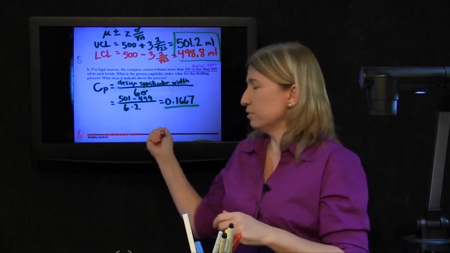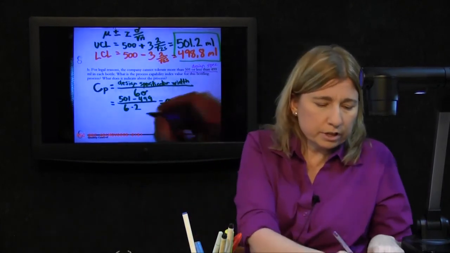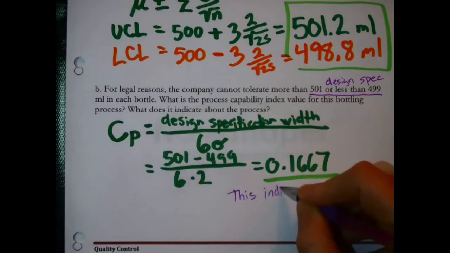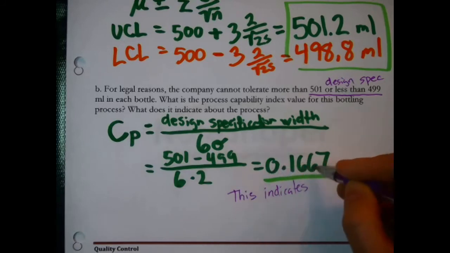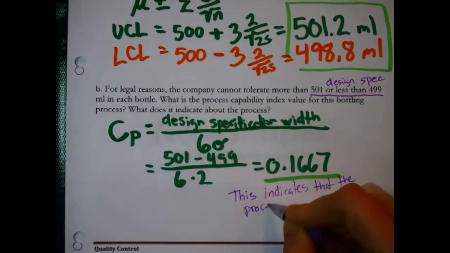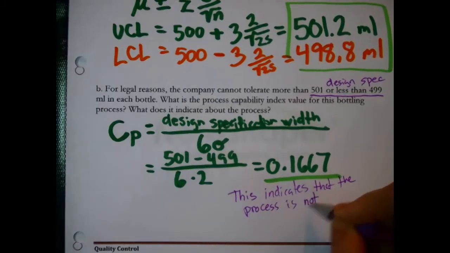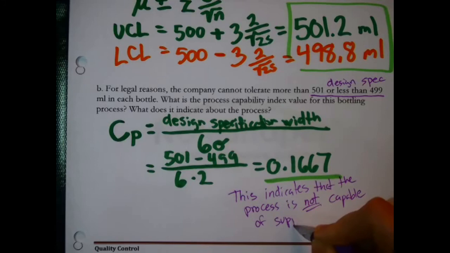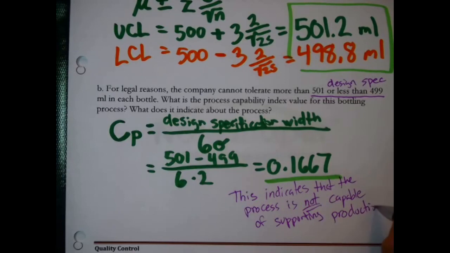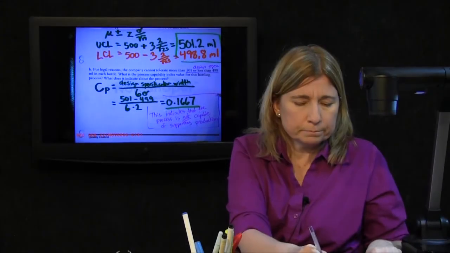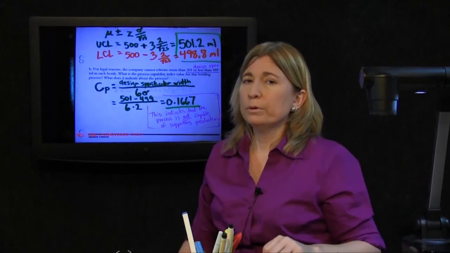So this is definitely less than 1. Well, we would want to say that. What does it indicate? This indicates, meaning the 0.1667, that the process is not capable of supporting production. I'm just going to write production, but by production, I mean production of these design specifications here. So, we'd better find a different process.